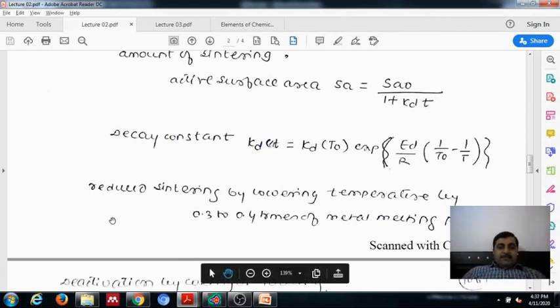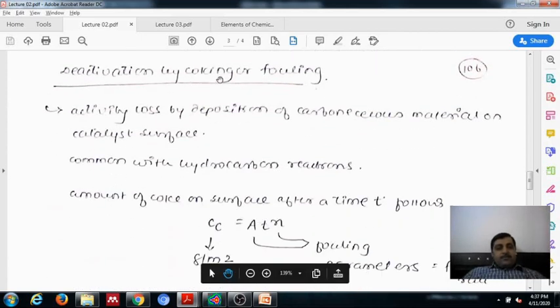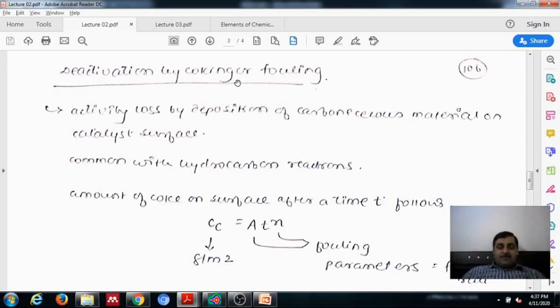Let's move on to the next type of deactivation, which is called coking or fouling. It is a very common word for any petroleum engineer to call for coking on an FCC catalyst. Fouling is also a well-known word to us when we talk in terms of heat exchangers. What it means is making a layer of deposition onto a surface. When I say deactivation by coking or fouling, it also means the deposition of a certain carbonaceous material onto the surface of the catalyst. It is very common with hydrocarbon reactions, and what signifies is the amount of carbonaceous material that has occupied the catalyst surface.